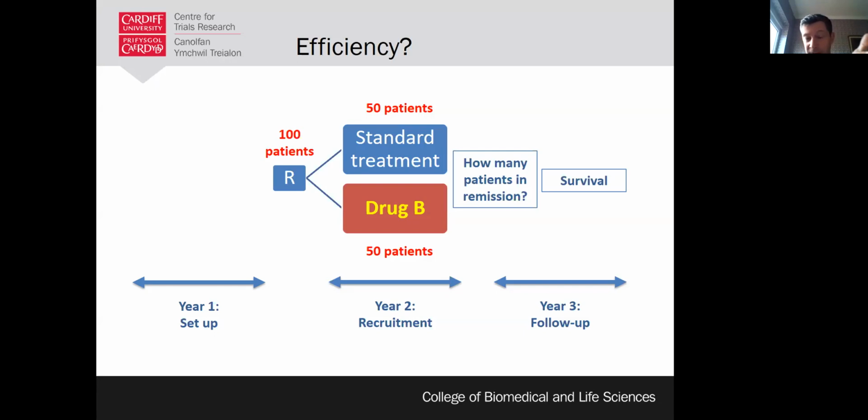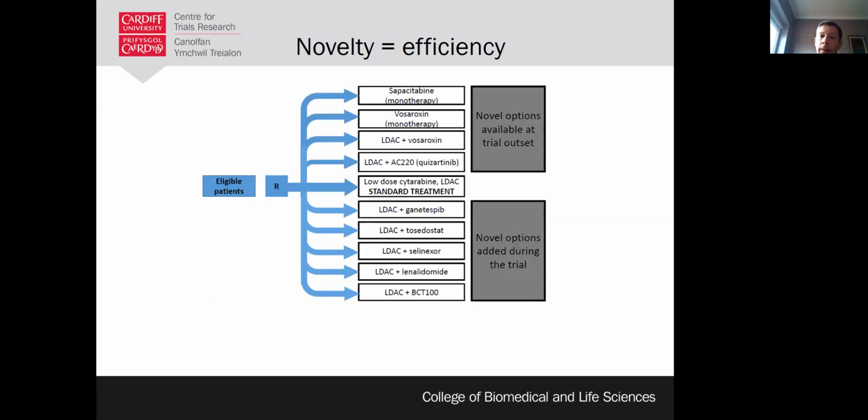We'd save our setup times. We could recruit while we're following up the patients who've received drug A. So is that what we do? Well, no, we can't do that, because that would still take 20 to 25 years to assess all the drugs that are available. So what we do is we throw them all into one big protocol, and we assess everything against standard treatment at the same time.